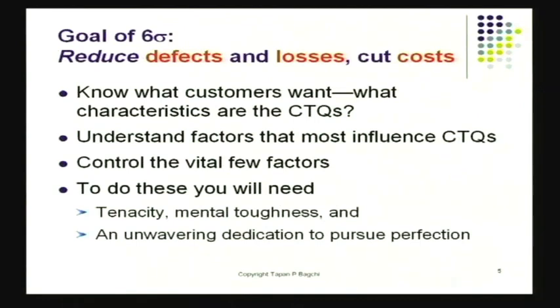What is the goal of Six Sigma? The goals are pretty straightforward. Six Sigma basically aims at reducing defects and losses, and it tries to cut cost, and thereby it tries to improve profits. In fact, the starting point really is to try to find out what the CTQs are. What are those quality characteristics that customers would like to have? This is the starting point of a Six Sigma program or a Six Sigma project.